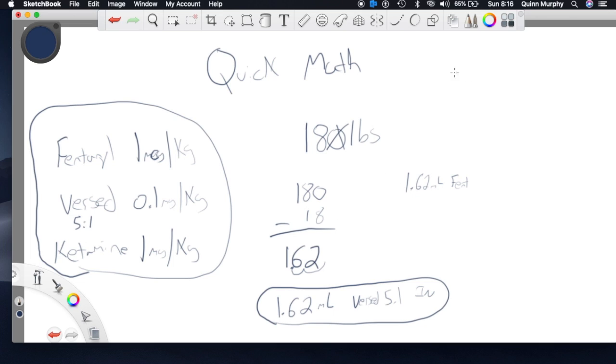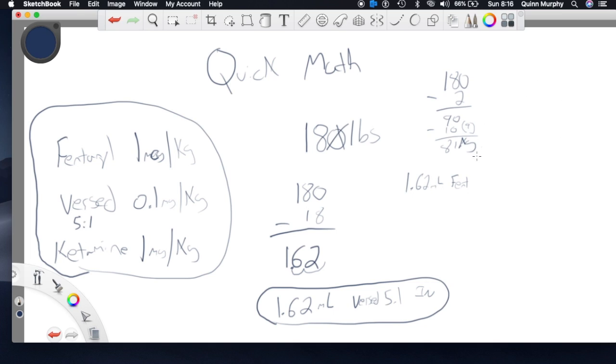So if you remember, we didn't talk about it, but 180 divided by 2 is 90, minus 10%, or 9, is 81 micrograms. So I need to give them 81 micrograms of fentanyl. That's going to be 1.62 mLs.